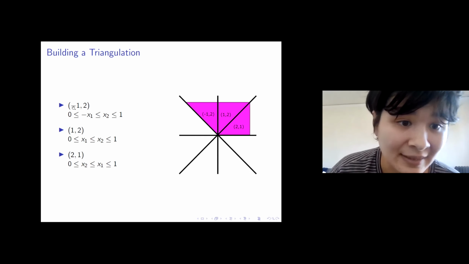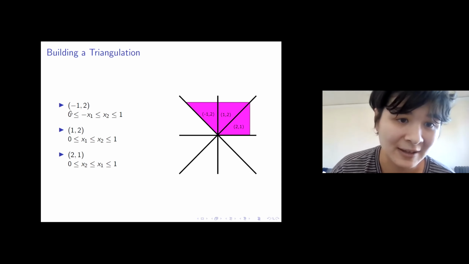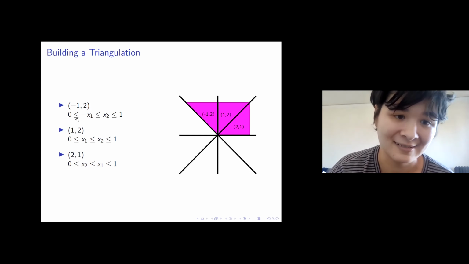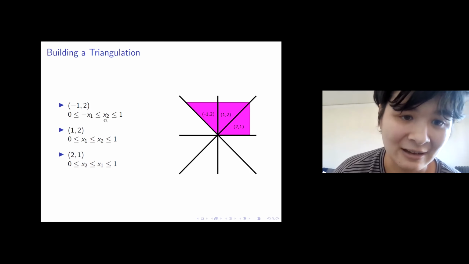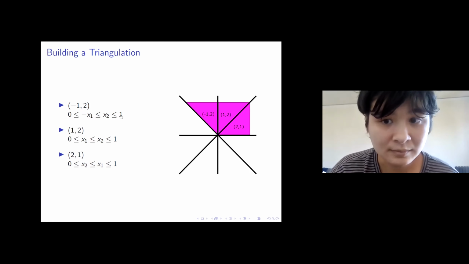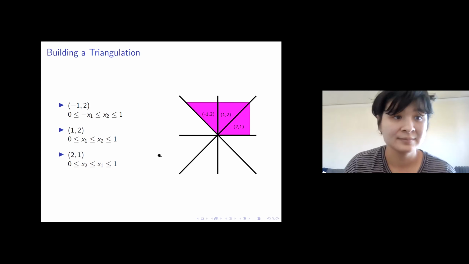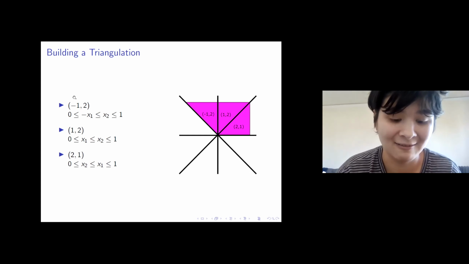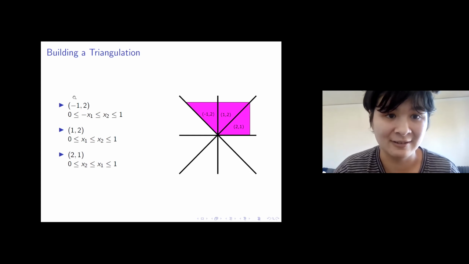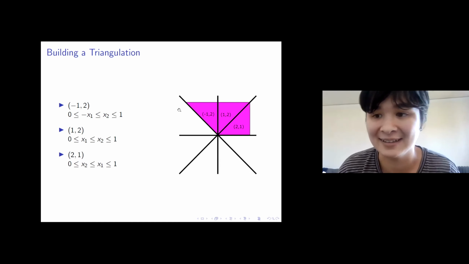You can see that, for example, I labeled this triangle with negative 1, 2, and that's because it's described by this set of inequalities. So 0 is less than or equal to negative x1, which comes from the negative 1, which is less than or equal to x2, which comes from the 2 here, which is less than or equal to 1. And I labeled the other triangles similarly. Does anyone have any questions about how I use these Jordan-Holder set elements or linear extensions to build this triangulation?